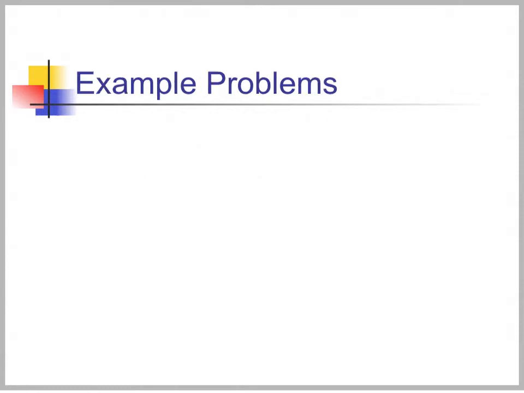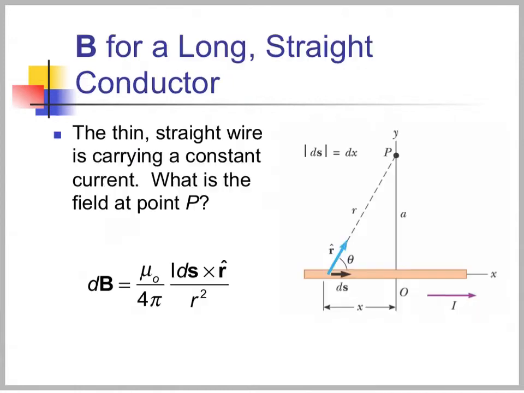So, the best way to understand Biot-Savart is to look at some examples. And so let's work through some examples and see if we can see how this is being used. Let's start by looking at the magnetic field from a long, straight conductor. So say I have a thin, straight wire that's carrying a constant current I. What is the field up here at point P? In this case, the magnitude of ds is just going to be dx. We're going to put our wire along the x-axis. We know dB is mu naught I over 4 pi ds cross r hat over r squared.